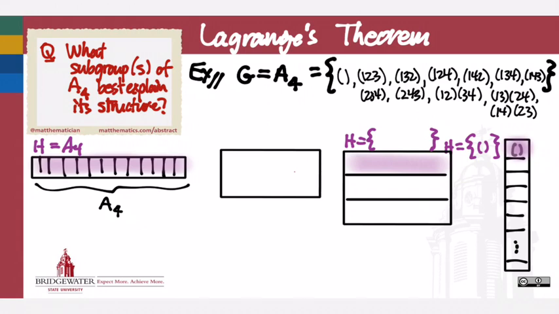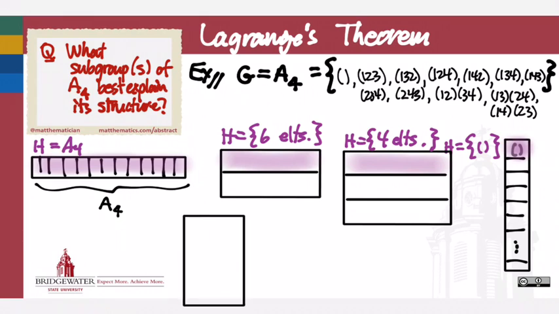Or what's another way? We could try 6 by 2. I could try looking for a subgroup that has 6 elements in it. And there's maybe a couple more. What about 2 by 6? A subgroup that has 2 elements in it, and then we end up having 6 rows in this table.